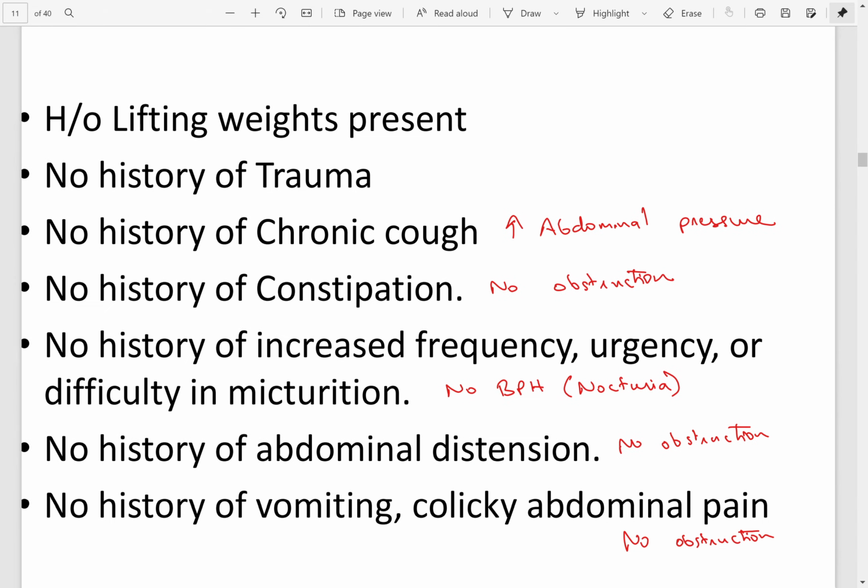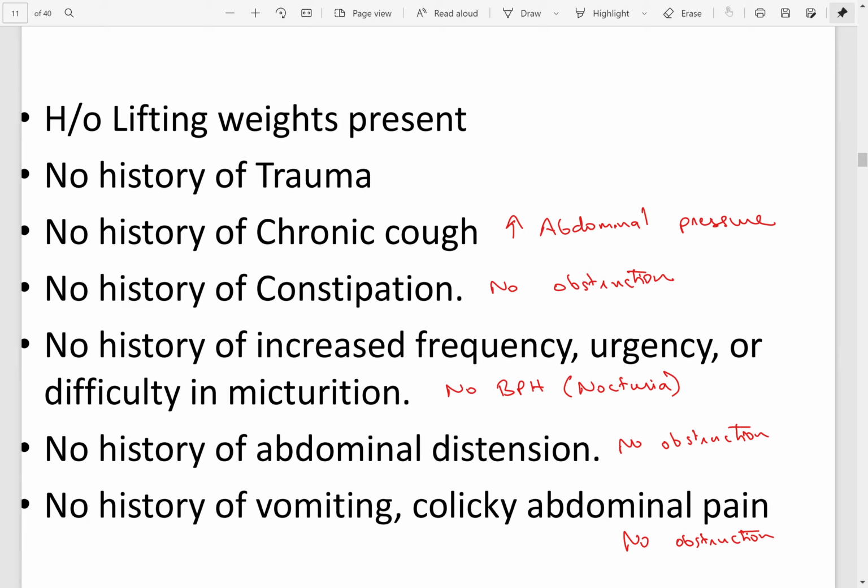Then moving on, in the next set of questions we are trying to establish the cause of this hernia. So history of weight lifting is present. So that's the most common cause of hernia or indirect hernia. And then there's no history of trauma, so trauma can also be a cause of hernia.